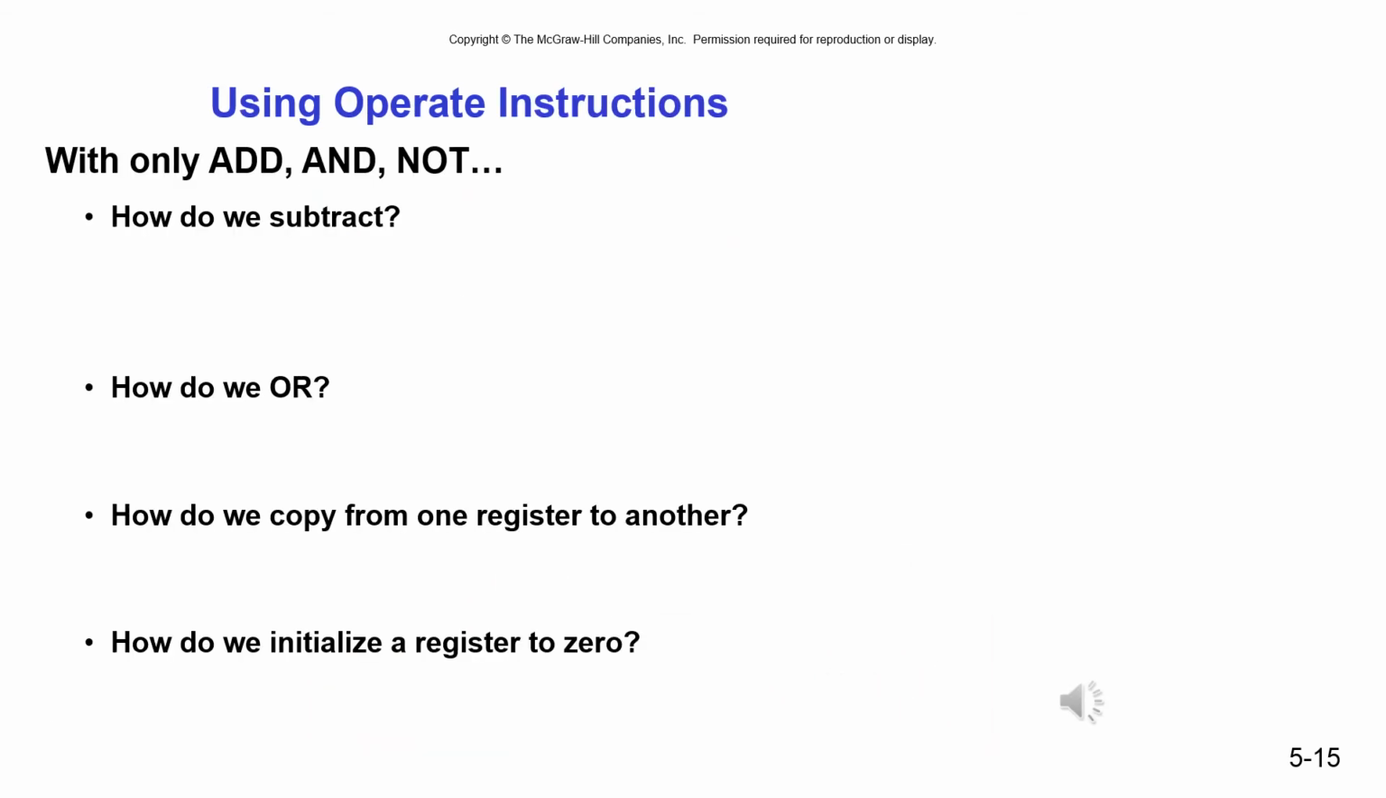So, you remember De Morgan's law, the distributive property for logic. With only add, and, not, how do we subtract? Well, we just showed you how we subtract. We take the second operand, flip the bits and add 1, and we simply add it. How do we OR? How do we copy from one register to another? How do we initialize a register to 0? I think I've already shown you that, but we're going to cover each of these scenarios next.